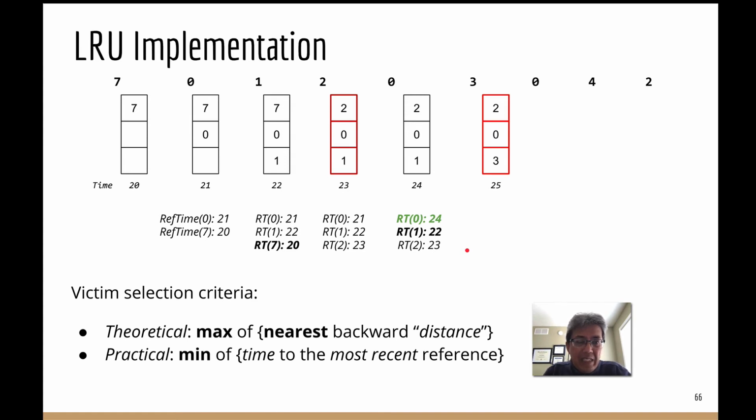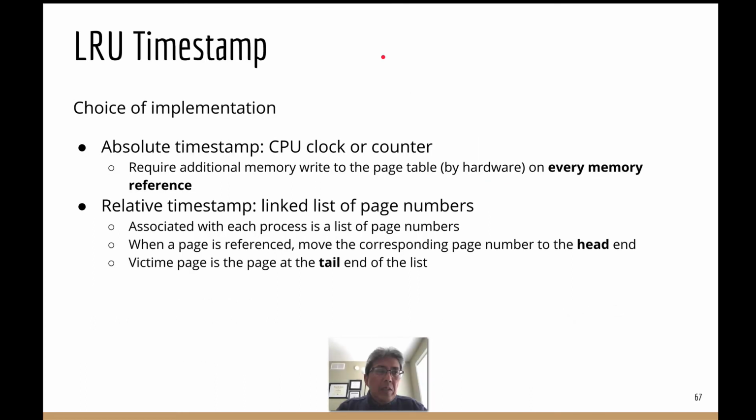Instead of backward distance, we can keep track of the reference time of that page. Because reference time is just a single number, we don't have to keep a list of previous memory references to each page. So do we have to use the actual timestamp of the computer? Apparently we don't. The important thing is that we need to know which page has the lowest reference time. So we don't have to use the actual timestamp from the CPU. We can just use some relative number.